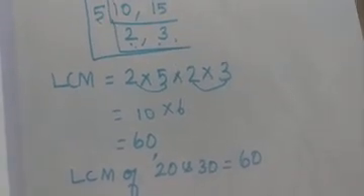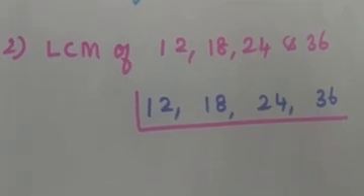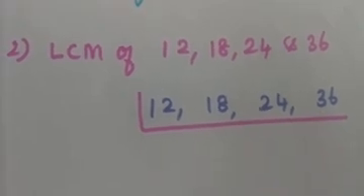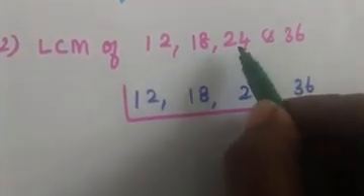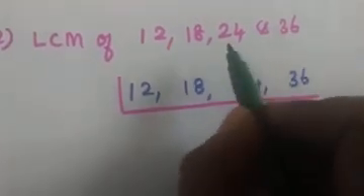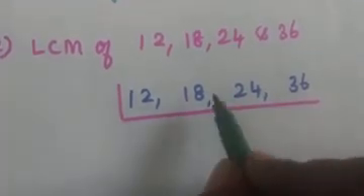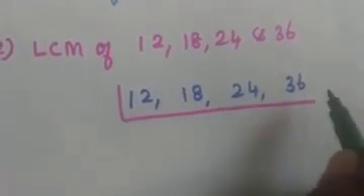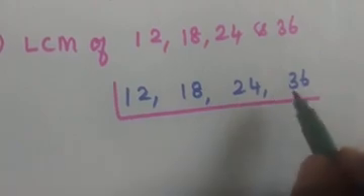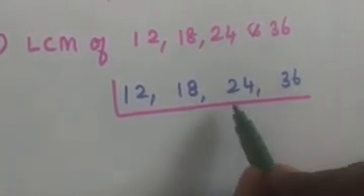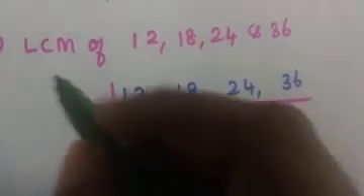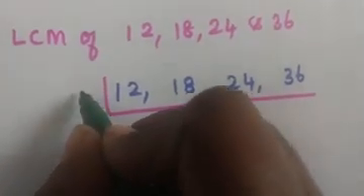Have you understood, children? Let us see another example. LCM of 12, 18, 24 and 36. No need to worry. We can do it easily by short division method. Okay. Write the numbers as usual. Then see whether it is even. All the numbers are even, isn't it? So we can go with 2 table.